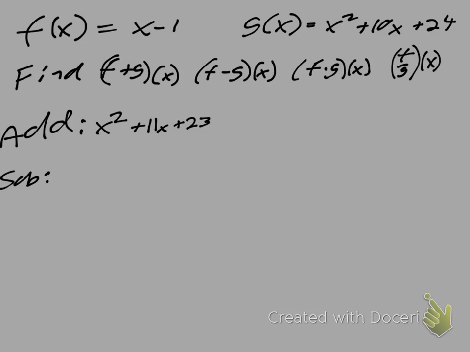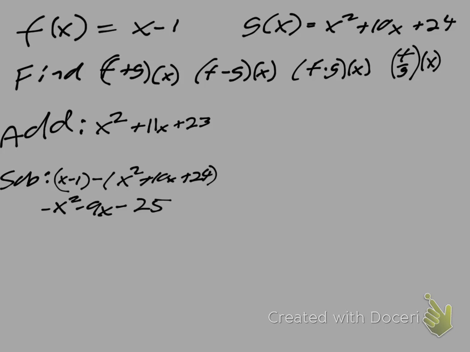So you need to set it up: x minus 1 minus parentheses x squared plus 10x plus 24. Distribute that negative sign through. It ends up being negative x squared minus 9x minus 25. Okay, everybody good there?